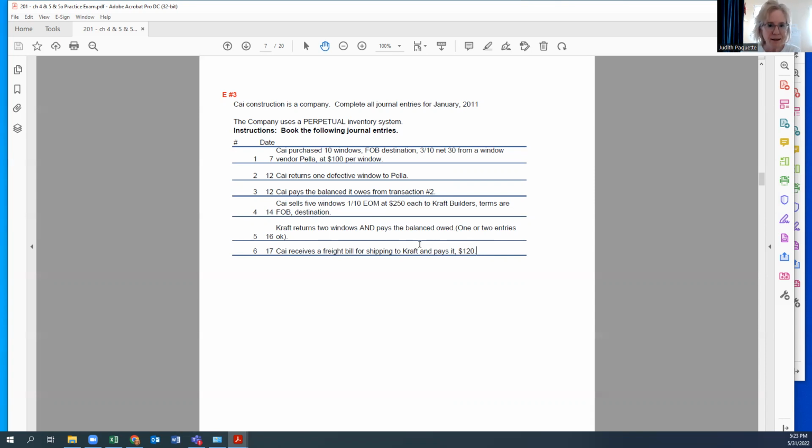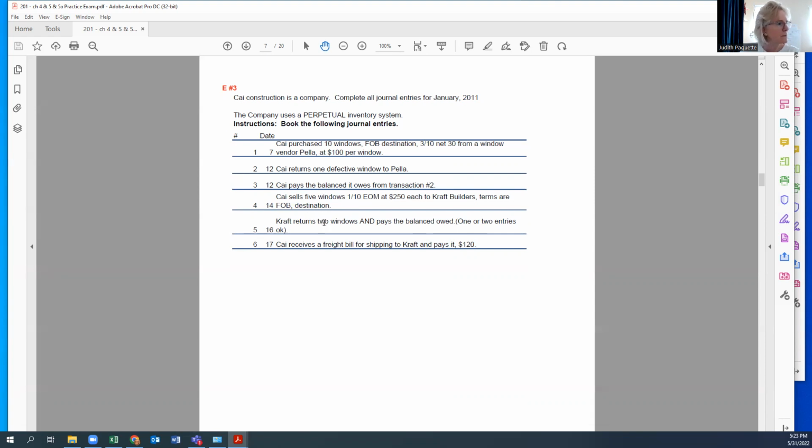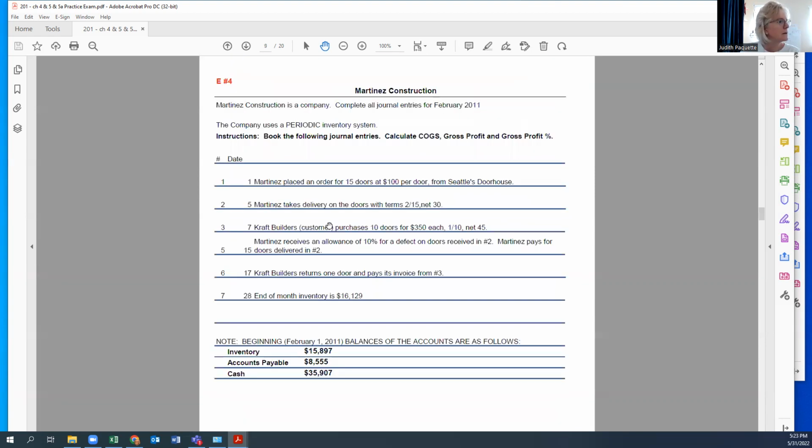Now, if Kai is selling to Kraft and Kai pays the freight bill, the freight terms have to be FOB destination, okay? All right. Did anybody have challenges with that one? And then the next one is a periodic. Martinez orders doors. Martinez takes delivery. Kraft purchased doors. Martinez receives an allowance. Kraft returns. So Kraft is their customer.